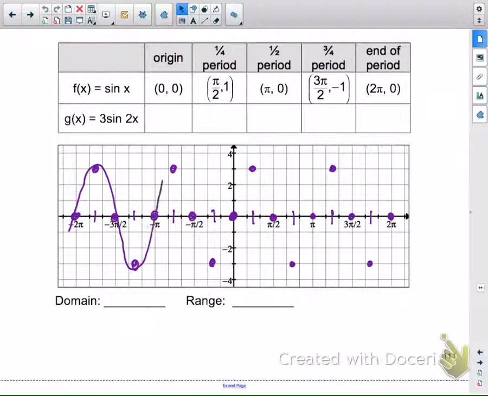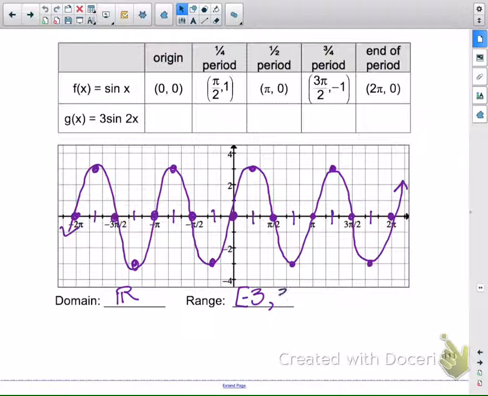Do any of the things that we've done to this graph change my domain? All sine and cosine graphs have a domain of what? Negative infinity to infinity, or all real numbers. Range is lowest to highest. So what's that in this case? Negative 3 up to 3. So that's going to change based off the amplitude. But you can read those off the graph.